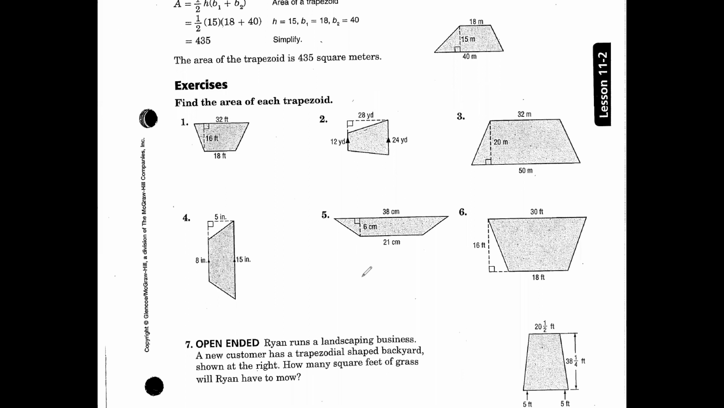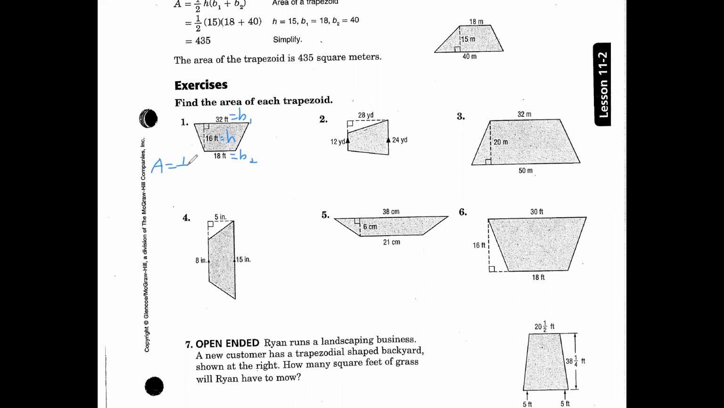So for the exercises, they give us everything we need on number 1. Now, does it matter what you call base 1 and base 2? No. But our bases are the ones that are parallel. The height is the perpendicular distance between the bases. They gave us all 3 parts we need. Plug it into our formula.